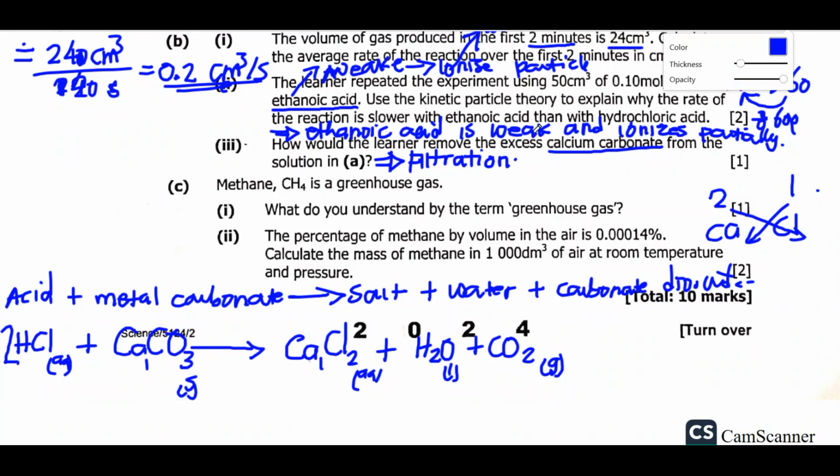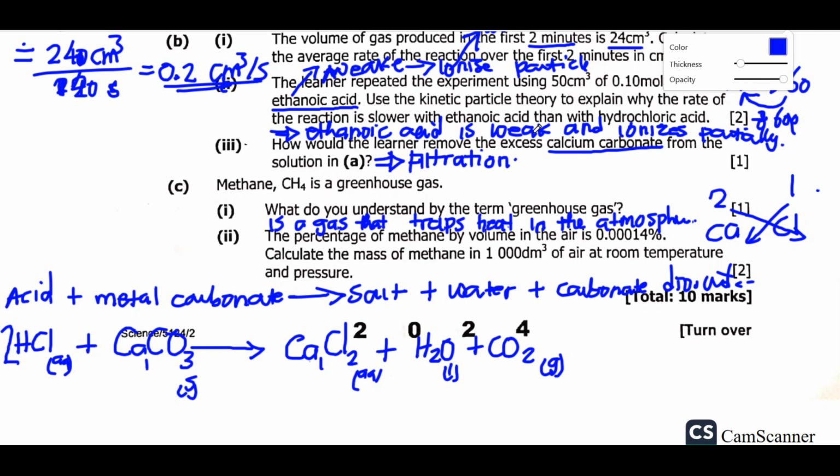Number C1, we have methane, CH4, is a greenhouse gas. Then what do you understand by the term greenhouse gas? So we say it is a gas that traps heat in the atmosphere, contributing to the greenhouse effect and global warming.